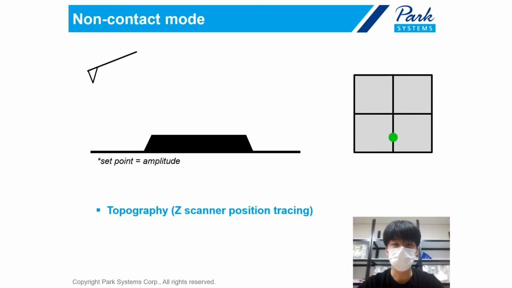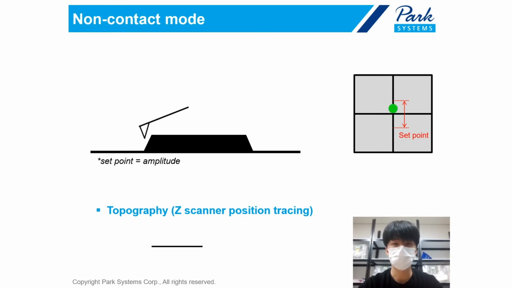As with contact mode, I prepared an example of measuring topography with non-contact mode. But before the explanation, this oscillation is not real, actually. I just exaggerated the oscillation for easy understanding. And when the tip gets closer to the sample surface, it feels the attractive force and the amplitude of the cantilever decreases compared with the no-interaction state. Now, we use this amplitude as the set point in this measurement.